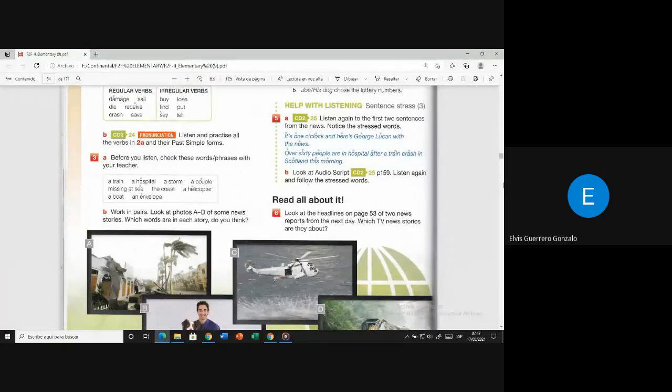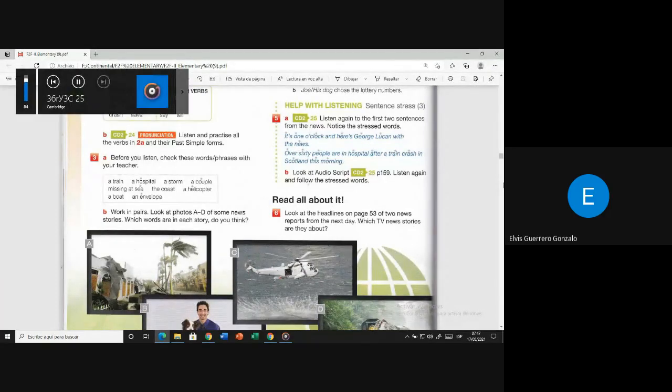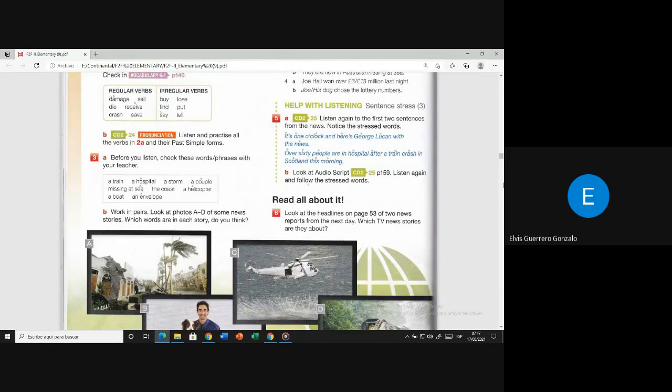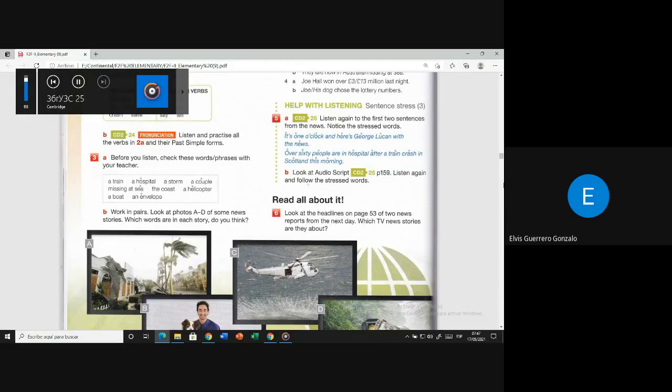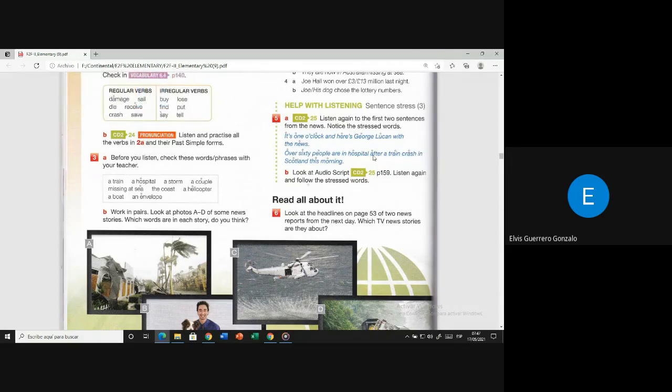It's 1 o'clock, and here's George Lucan with the news. Over 60 people are in hospital after a train crash in Scotland this morning. The train was on its way to London, but crashed only 10 minutes after it left Edinburgh.